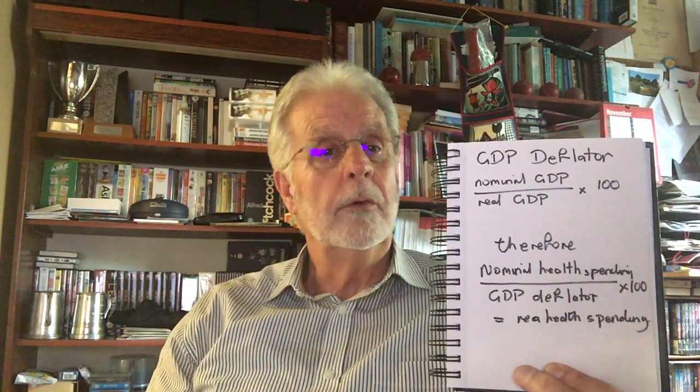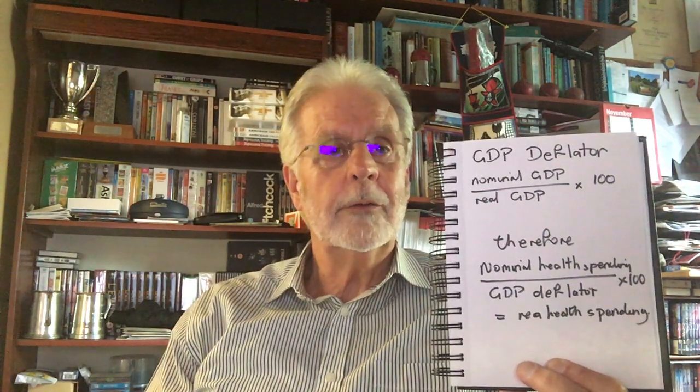So if you wanted to know about health spending, you can put the nominal health spending this year, you divide it by the deflator, multiply by 100, and then you've got the real expenditure on health this year. So you're not confused by the nominal numbers which tell you the government is spending more and more on this and this and this, because you're looking at the real numbers. Are they really spending more? Use the deflator and you will find out.